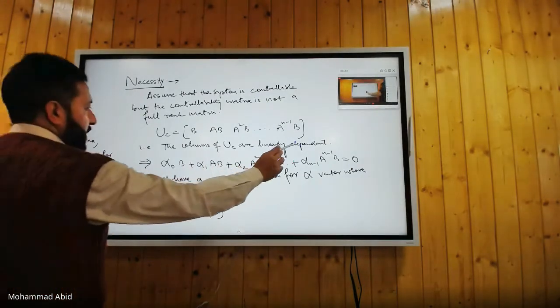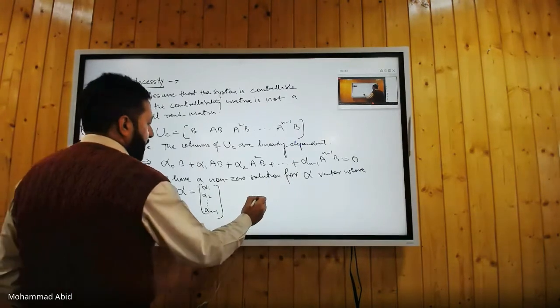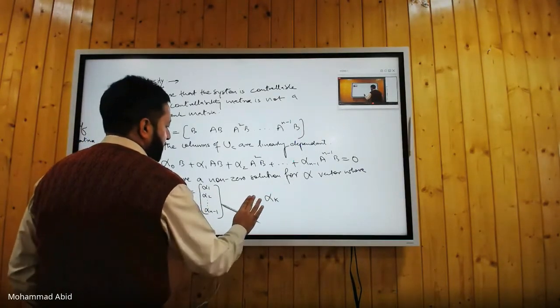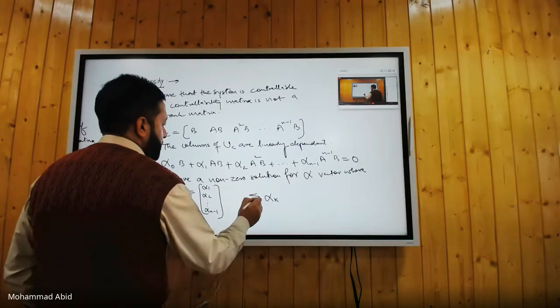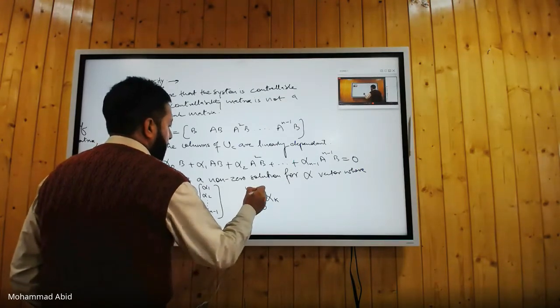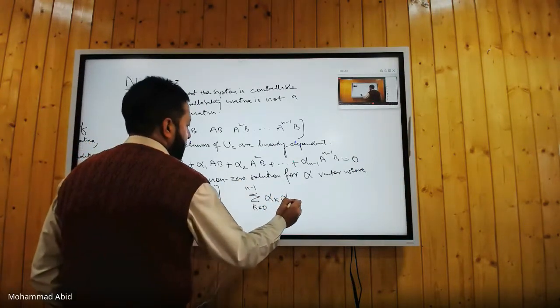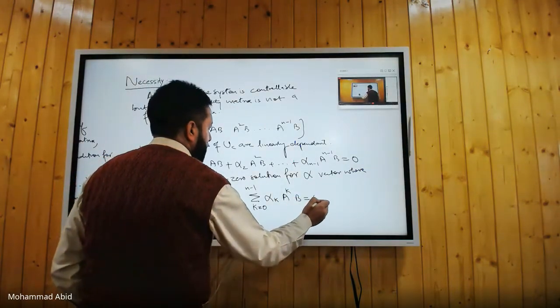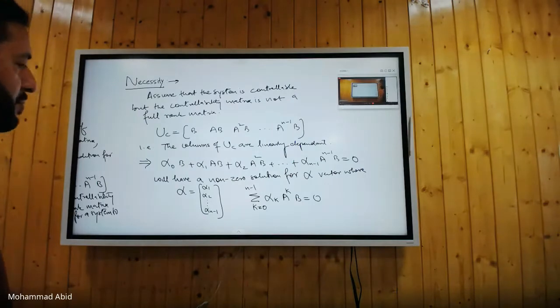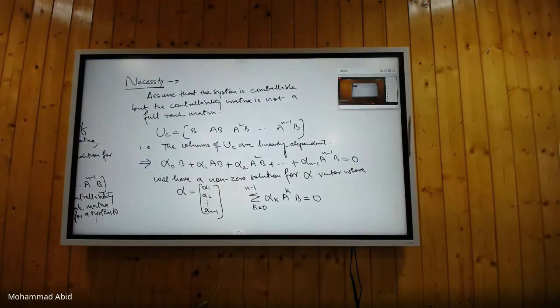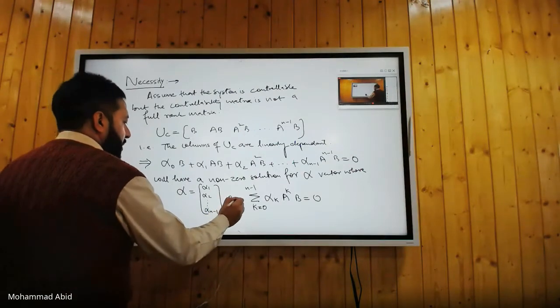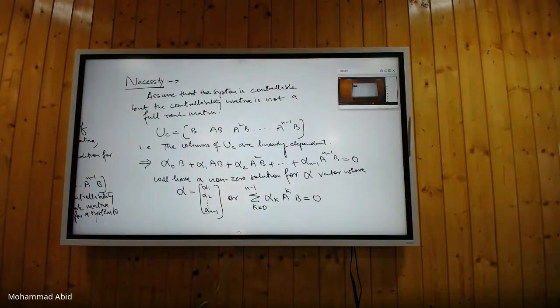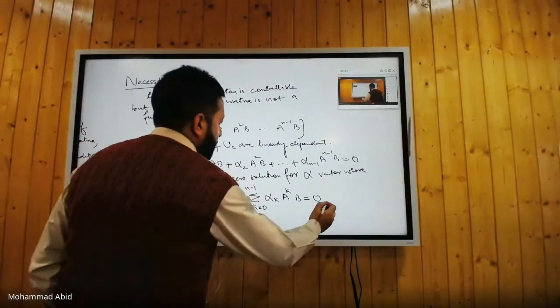So this can be written in short as summation of k is equal to 0 to n minus 1, alpha k, A to the power k B equal to 0. I can write this equation like this also, isn't it? So this will have a non-zero solution for alpha vector. There will be some non-zero solution. Now keep it at the back of your mind. Just keep it aside. Let's call this equation 1.